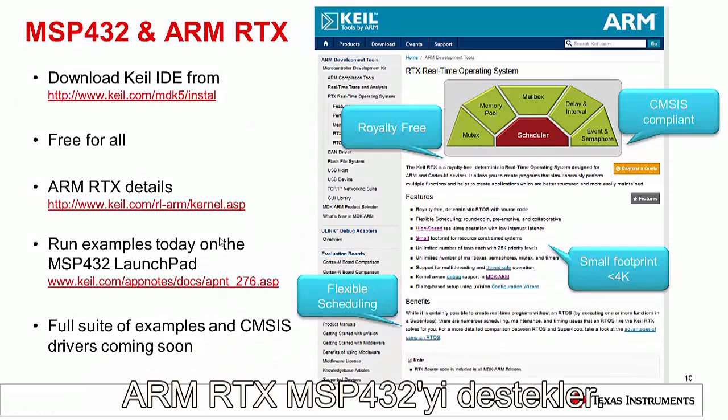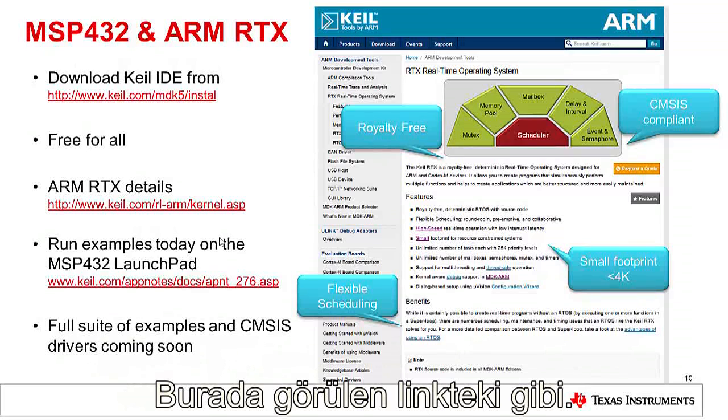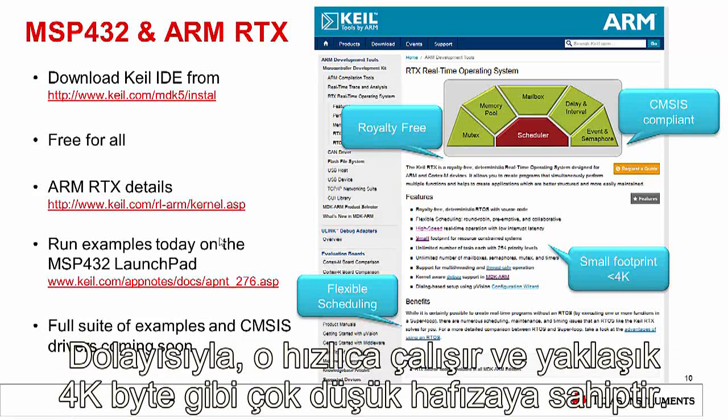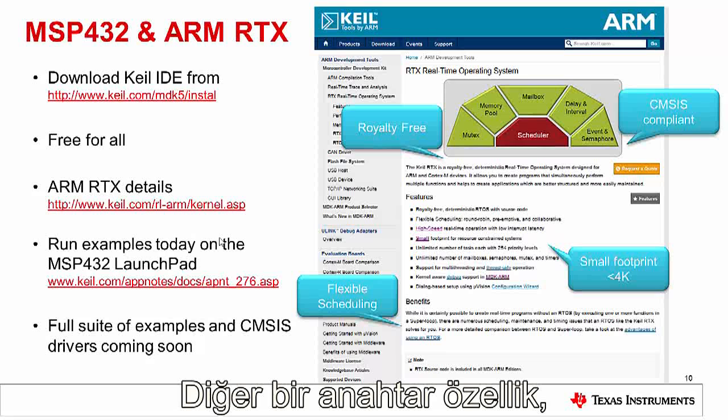ARM RTX is fully supported on the MSP432. ARM RTX is free and comes installed with the ARM MDK at the link shown in the slide here. ARM RTX was specifically written for embedded systems based on ARM Cortex-M MCUs. It therefore runs quickly and has a very low memory footprint of around 4 KB. Detailed benchmarks for ARM RTX are available online.